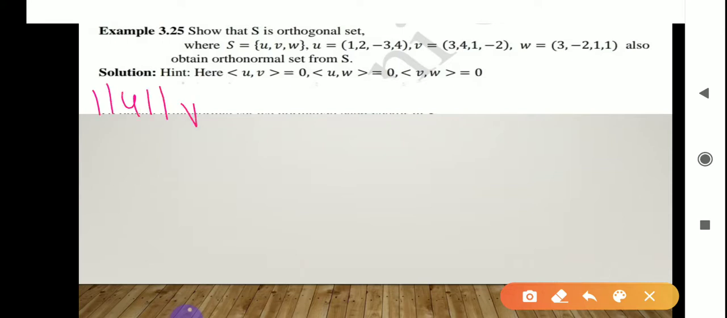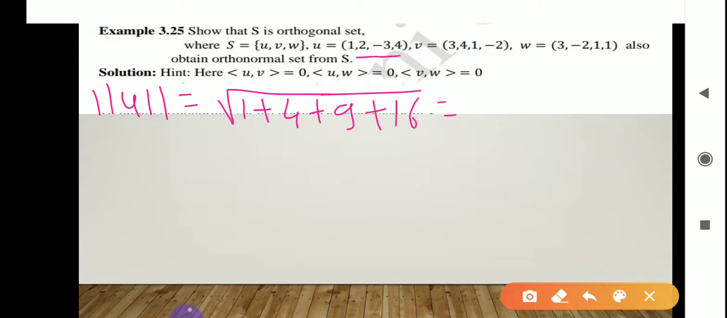The norm of u is equal to the square root of, suppose a1, a2, a3, then a1 square plus a2 square plus a3 square. So the norm of u is equal to, u is this: 1 square is 1, plus 2 square is 4, plus minus 3 square is 9, and plus 4 square is 16. So what is this? 16 plus 9 is 25, 25 plus 4 plus 1 is 30. So the norm of u is equal to root 30.